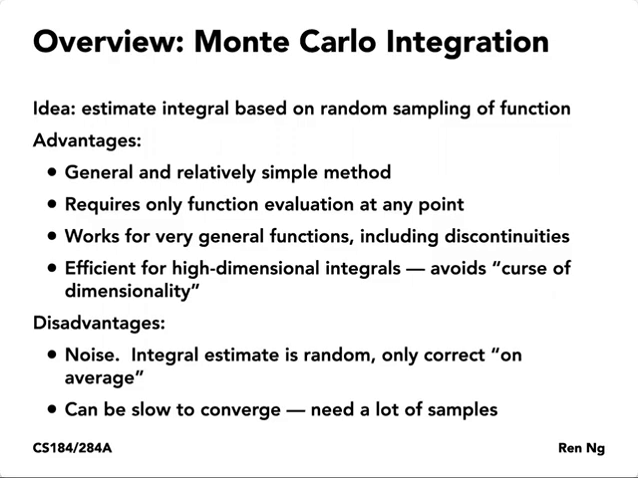The problem, as we already saw in this picture, is that you get noise. Your integral estimate is going to be a random variable. That random variable is only going to be correct on average. So any particular random estimation you do is going to have some random error associated with it. And in order to drive that random error down, you want to take more samples. But that can be slow to converge. You might need to take a lot of samples in order to get a low noise estimate of the integrals that you care about. Okay, so that's the overview of Monte Carlo.